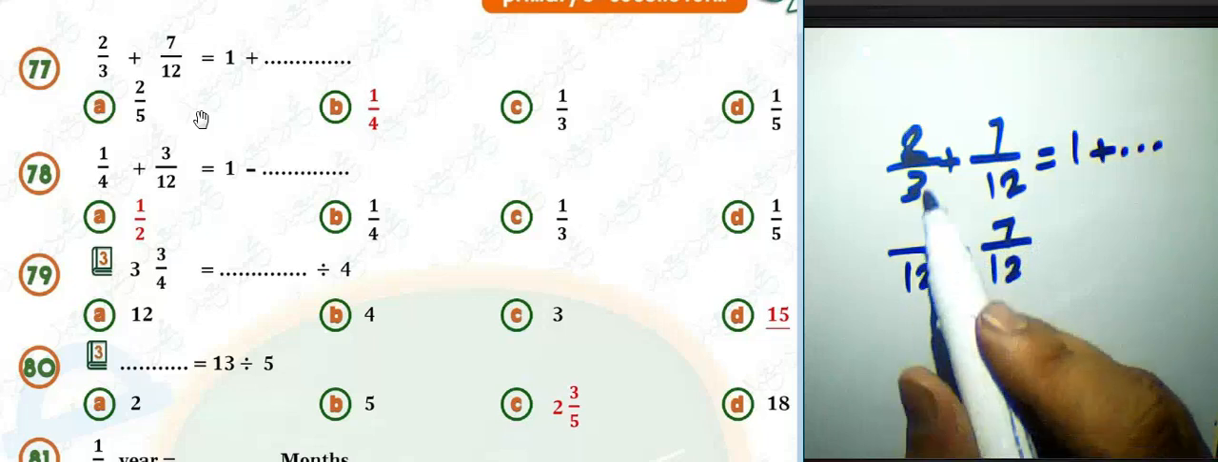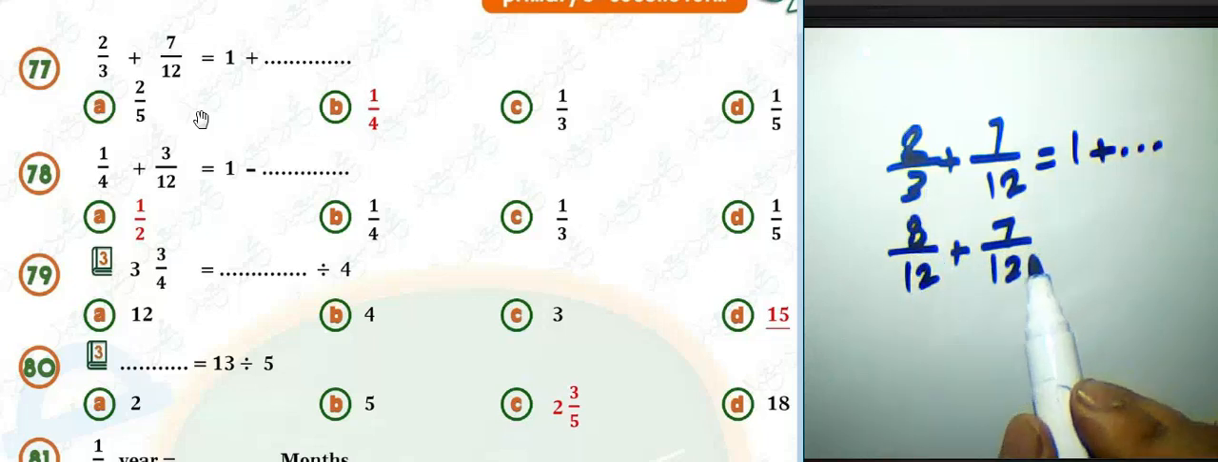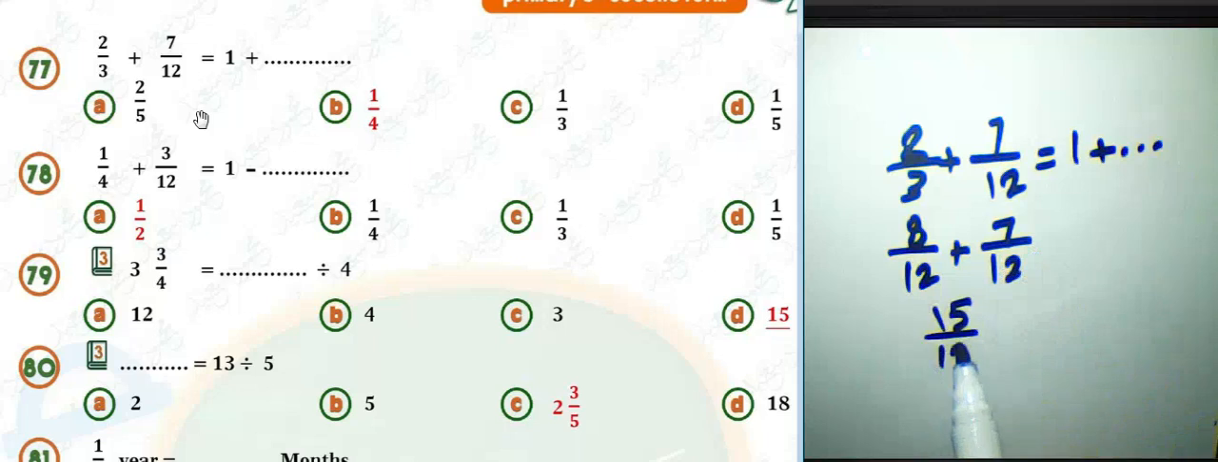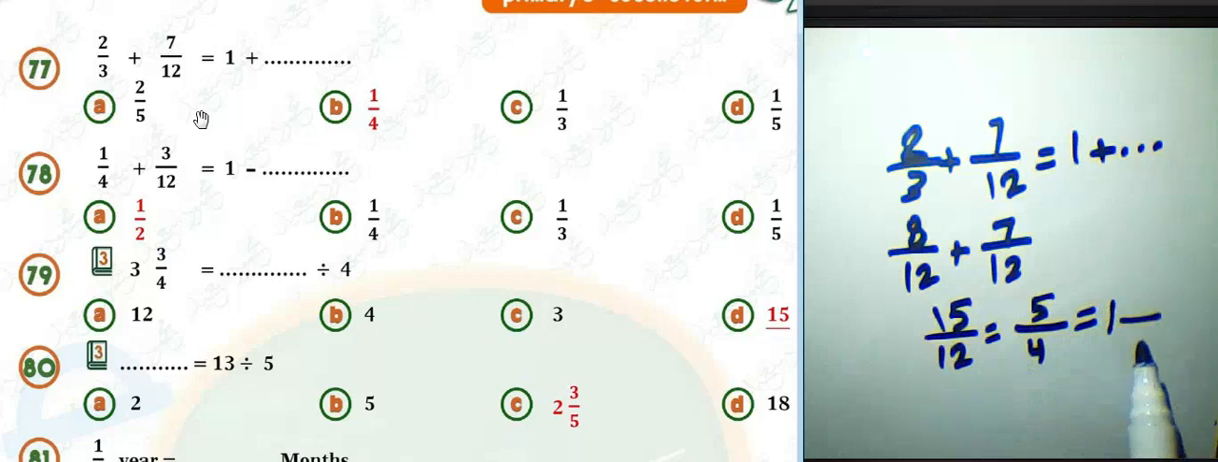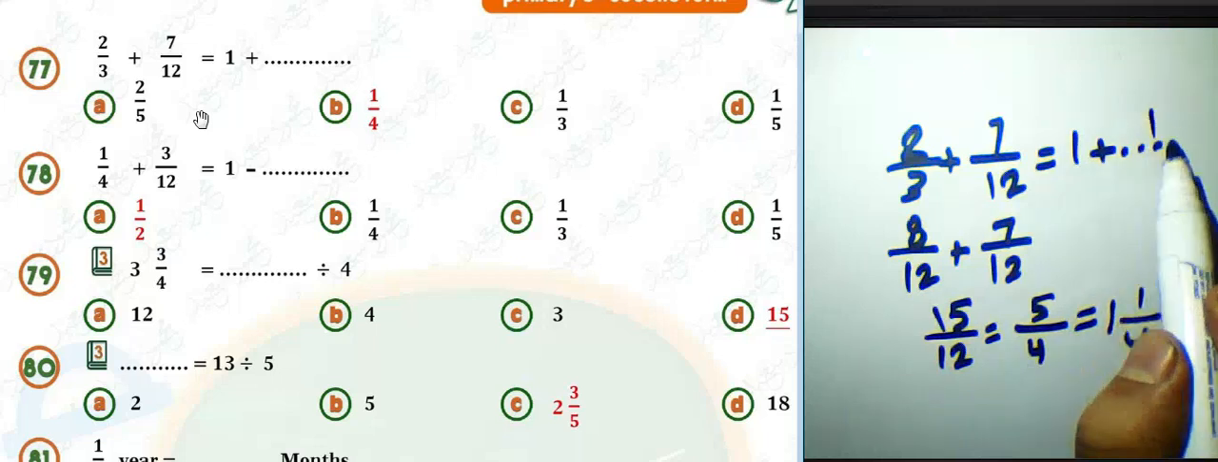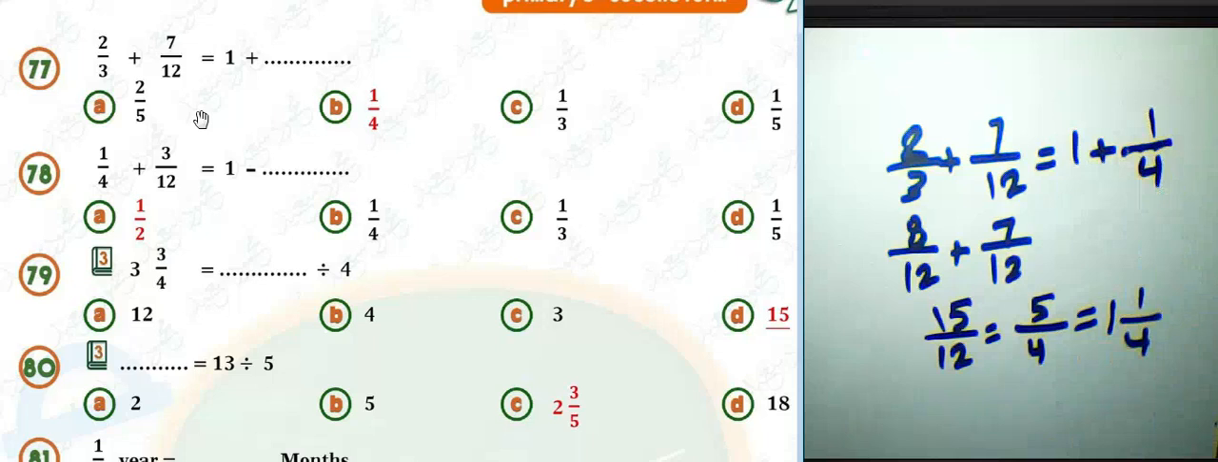3 times 4 equals 12, 2 times 4 equals 8, 7 plus 8 equals 15. 15 over 12, we can simplify it by dividing by 3: 15 divided by 3 equals 5, and 12 divided by 3 equals 4. 5 over 4 equals 1 and one fourth, so we must write here one fourth.